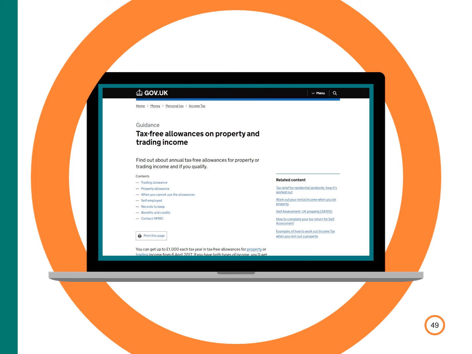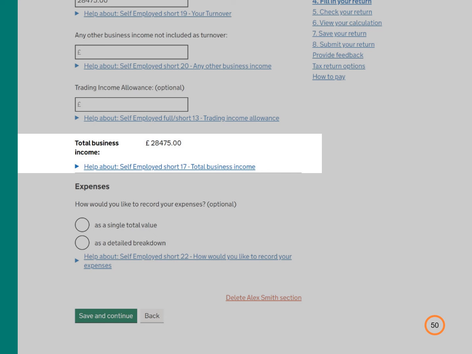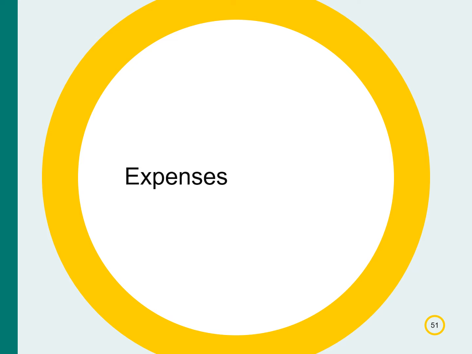The system works out your total income for you. If you've entered an amount for the trading income allowance, this will not be taken off your income at this point. It will show in your profit figure later in the self-employment section. Let's now look at allowable expenses and how you enter them on your tax return. Remember, if you've used the trading income allowance, you cannot enter any expenses.